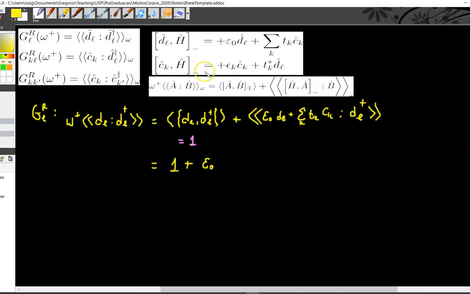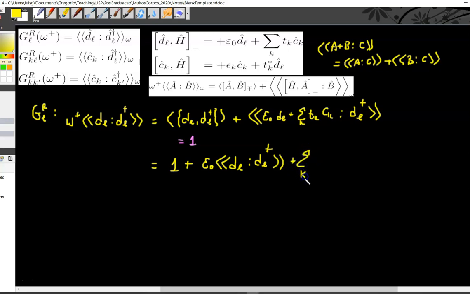Well, these Green's functions are all linear, so A plus B, C equals AC plus BC. You can show that just by the definition, just an integral, right? So what we have is this double DL with DL dagger plus a sum over K of TK double CK, DL dagger. Now notice the interesting twist here. What appeared here is again the diagonal Green's function in L, precisely the one that we're calculating.